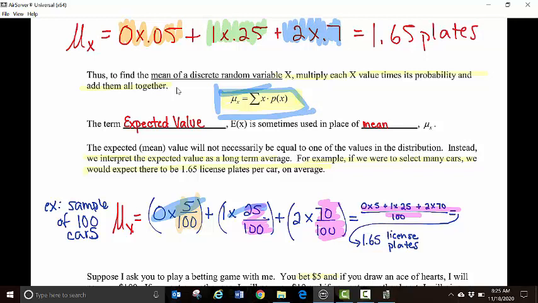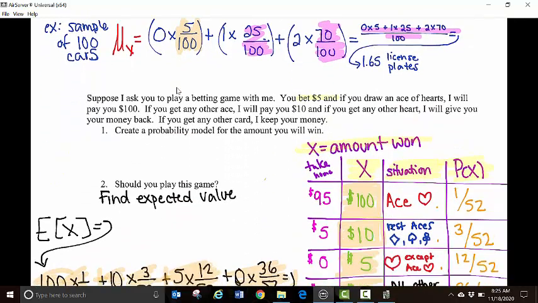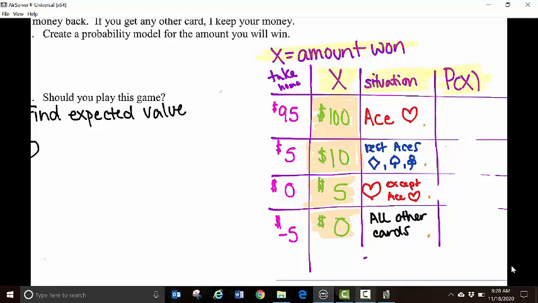Okay? All right. Now, suppose I asked you to play a betting game with me. You bet $5, and if you draw an ace of hearts, I will pay you $100. If you get any other ace, I will pay you 10. And if you get any other heart, I will give you your money back. Here's the deal. You're making a table to figure out the probabilities for each situation.